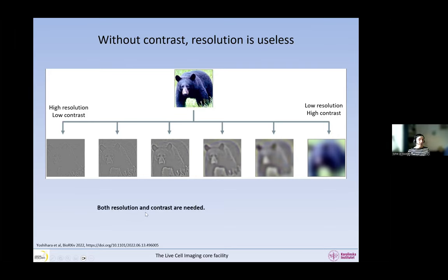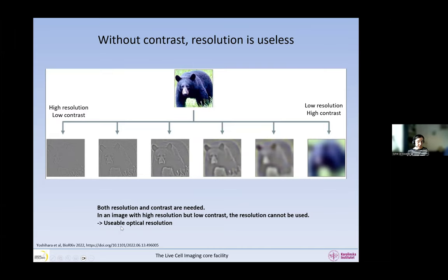Both resolution and contrast are needed. If we have a high resolution and no contrast, we cannot do anything with the image. In an image with high resolution and low contrast, the resolution cannot be used. So here comes this concept of usable optical resolution. We're getting the optical resolution from the objective, but we cannot use it.